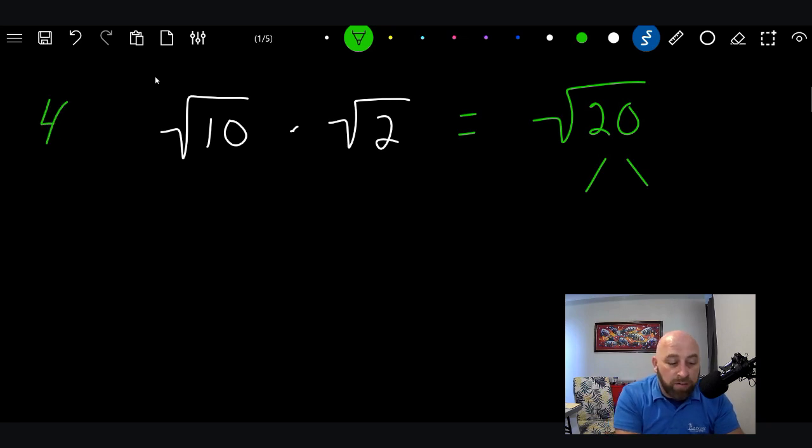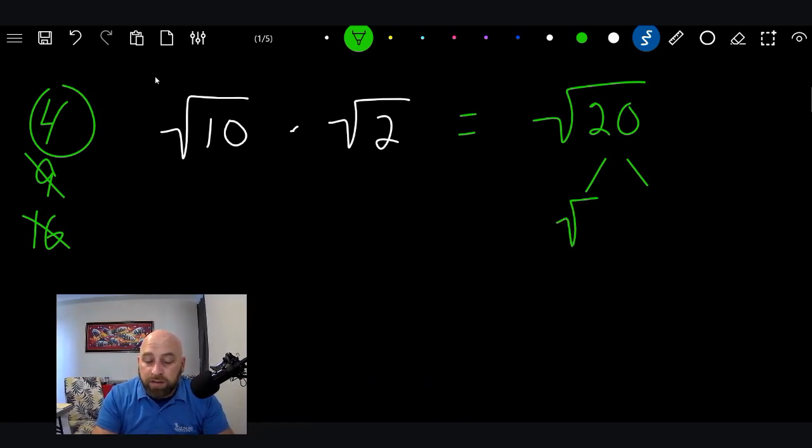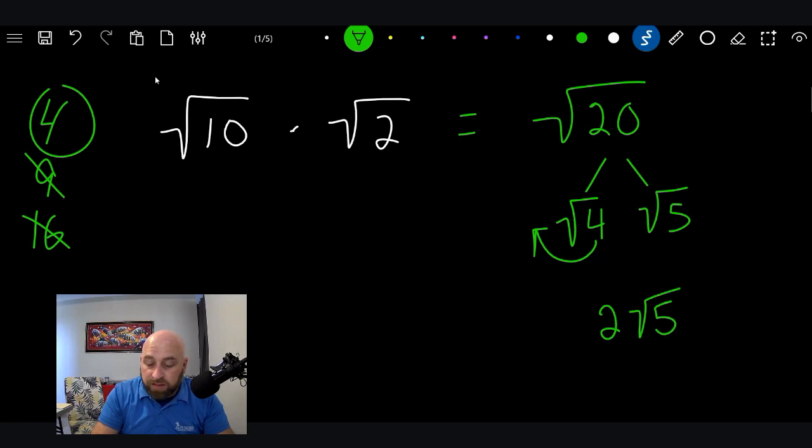So let's write our square factors again. 4, 9, 16. 16 doesn't go into it. 9 doesn't go into it. Oh, 4 goes into it. All right, so you're going to have the square root of 4 and the square root of 5. What comes out? What is the square root of 4? Well, it's 2. So this answer would be 2 square root of 5.